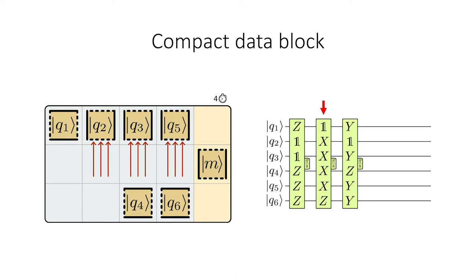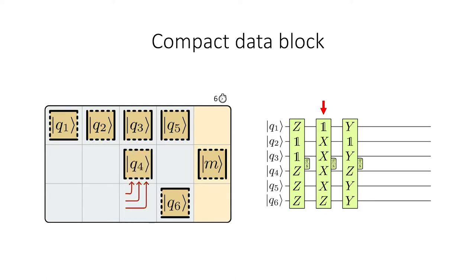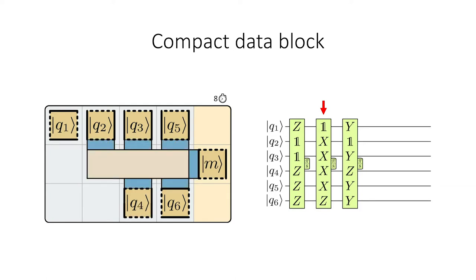And then you repeat the same process for patch number 4. So a rotation takes 3 time steps. And then you can measure the Pauli product operator, X X X, X Z times Z.